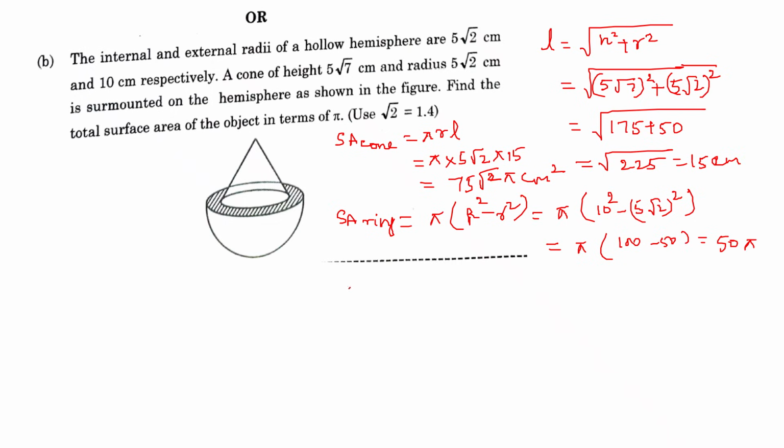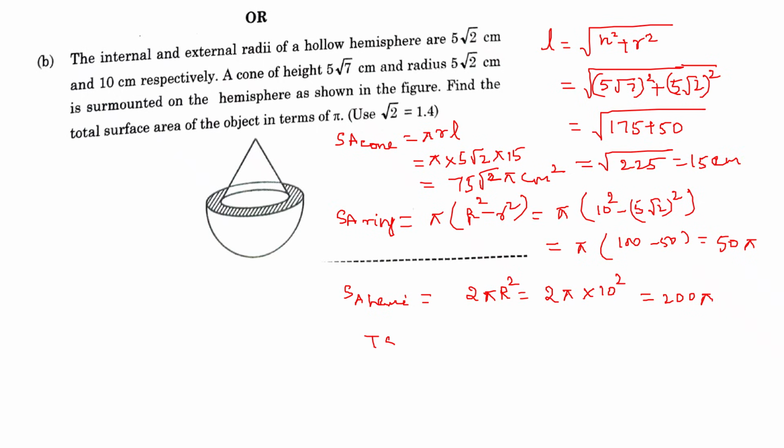Next you have to find the surface area of the hemisphere, the outer hemisphere. It will be 2 pi capital R square. So 2 pi and capital R square, it will be 10 square. So from here you will get 200 pi.